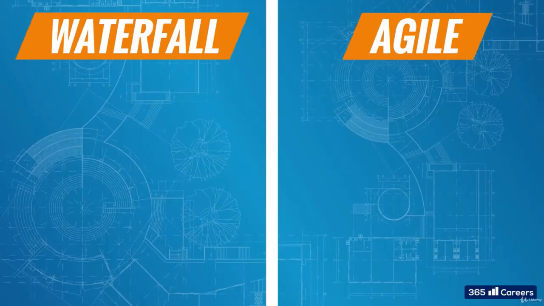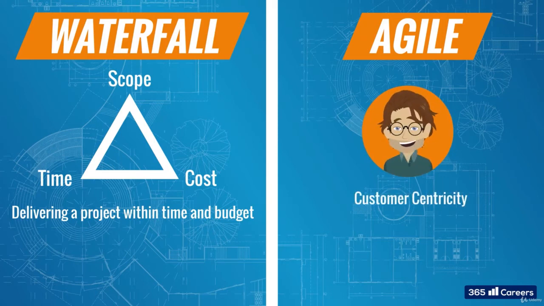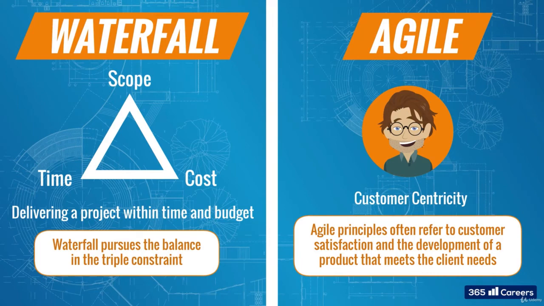Lastly, we can observe a difference in the main objective that the two approaches promote. We have the goal of delivering a project within time and budget in the traditional Waterfall case versus customer centricity in Agile. This, of course, does not mean any of them underestimates the scope, time and cost, but it is often visible how Agile principles refer to customer satisfaction and the development of a product that meets the client needs, while Waterfall pursues the balance in the triple constraint.